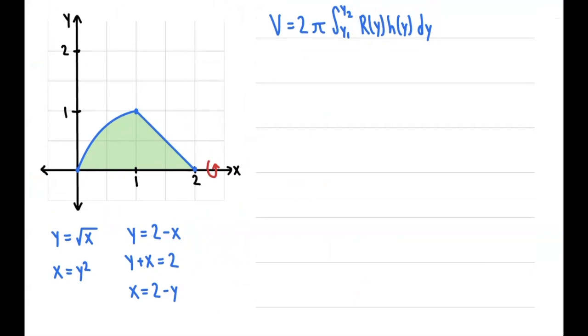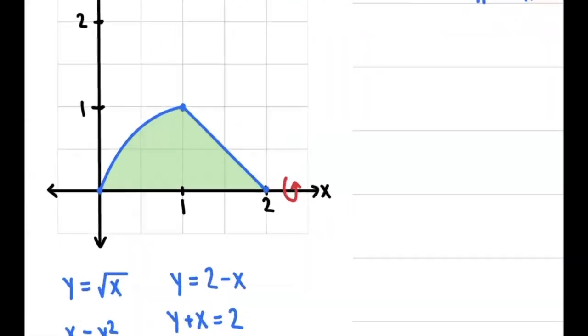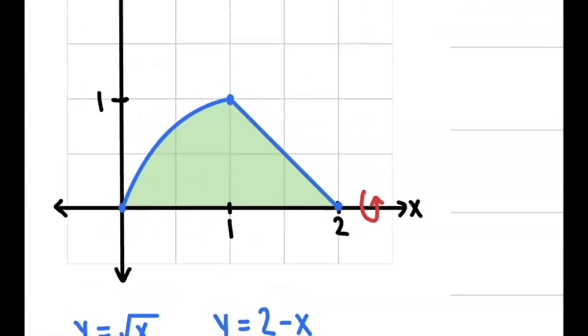That appears to be the height of the graph. That's what I was thinking. That did appear to be the height of the graph. I mean, it doesn't really matter what we call R and what we call H, since we're just multiplying two things together.